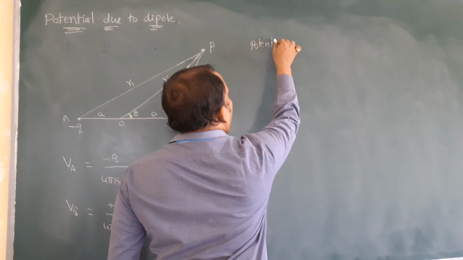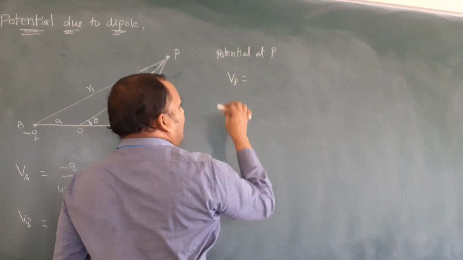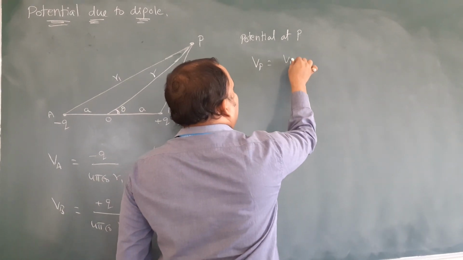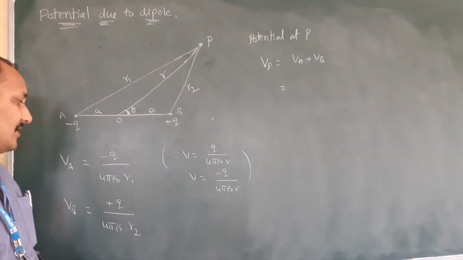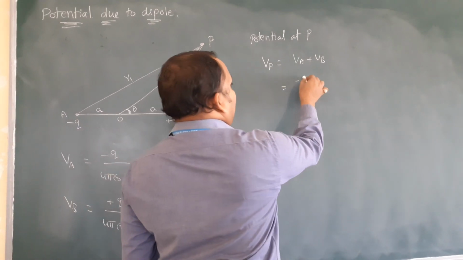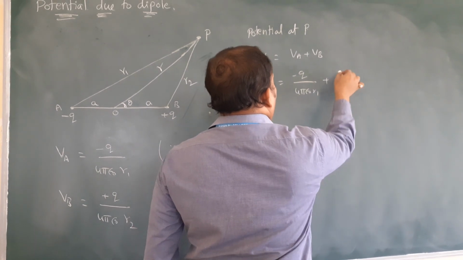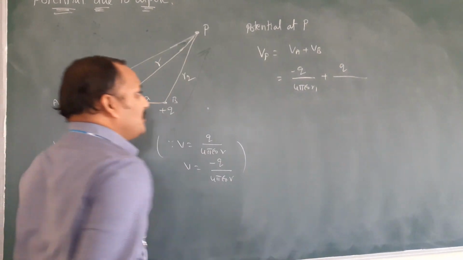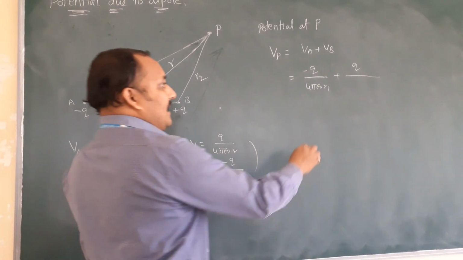Potential at point P is equal to potential due to A plus potential due to B. What is potential due to A? Minus q by 4 pi epsilon naught r. Plus, what is potential due to B? Potential due to B is plus q by 4 pi epsilon naught r.